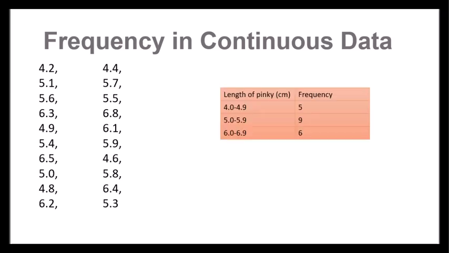So when we work with continuous data, we typically will group the data values into particular ranges called classes. This is typical of what we see in histograms. You can also do this for discrete numerical data, especially if there are a lot of different possibilities. But for continuous data in particular, you would want to group your values. So here in the length of a pinky in centimeters column, we have 3 different ranges: 4.0 to 4.9, 5.0 to 5.9, and 6.0 to 6.9.